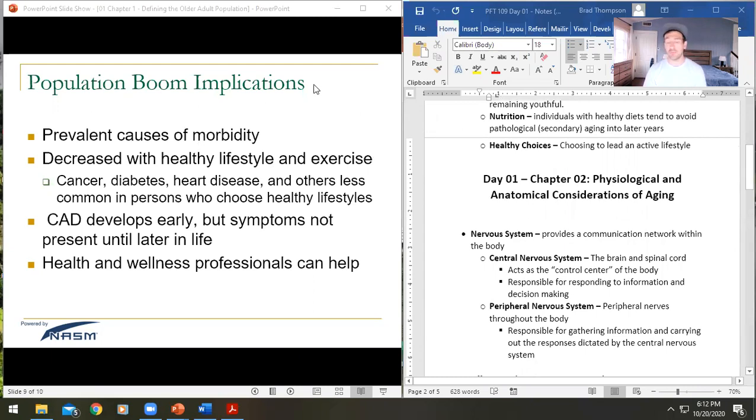What are the implications of this population boom? We are going to see greater causes of morbidity and comorbidities. We are going to see sometimes decreases in healthy lifestyles rather than increases, which is not great. That's why we want to try to prevent things like cancer, diabetes, heart disease, and all these other things by trying to be as mobile as possible.